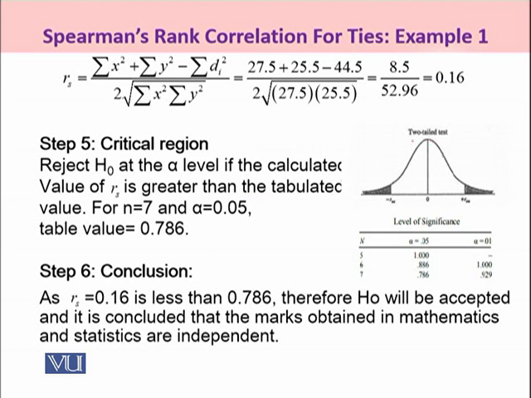Now students, as you know this was a two-tailed test, so I have shared a portion of the Spearman's rank table under two-tailed test. The critical or rejection region is that we reject H0 if our calculated value of Rs is greater than the tabulated value. For n equal to 7 and alpha 0.05, the table value is 0.786. As you can observe, the calculated value of Spearman's rank correlation, which is 0.16, is less than the tabulated value, 0.786. Therefore, H0 will be accepted, and we can conclude that the marks obtained in mathematics and statistics are independent of each other.